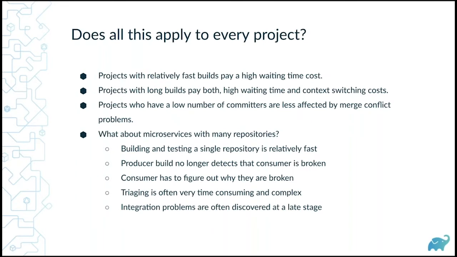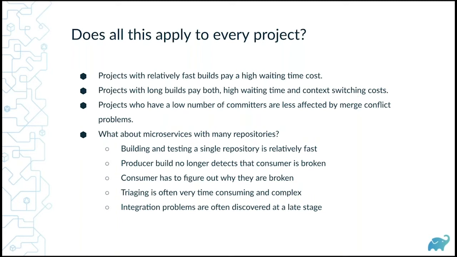And so some people say, well, for us, the situation is not quite like that. So does all this apply to every project, right? I would say projects with relatively fast builds, they pay a high waiting time cost, whether developers complain about it or not, right? If you do the math, it will be significant. And projects with long builds, they pay both high waiting time and context switching costs. And obviously, if you're a small company and you have a low number of committers, you will be less affected by merge conflicts than when you have many people committing, obviously, right?